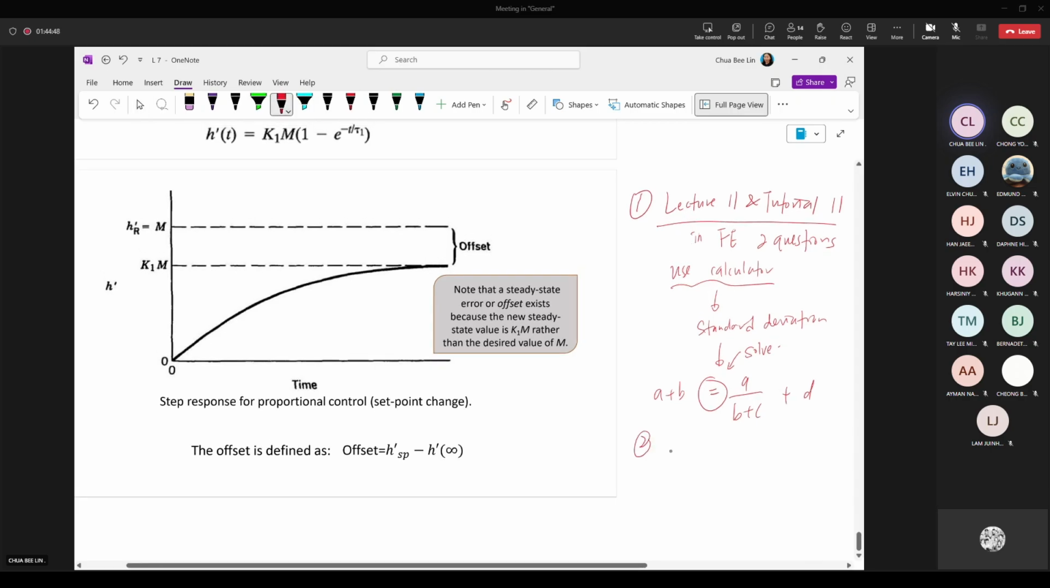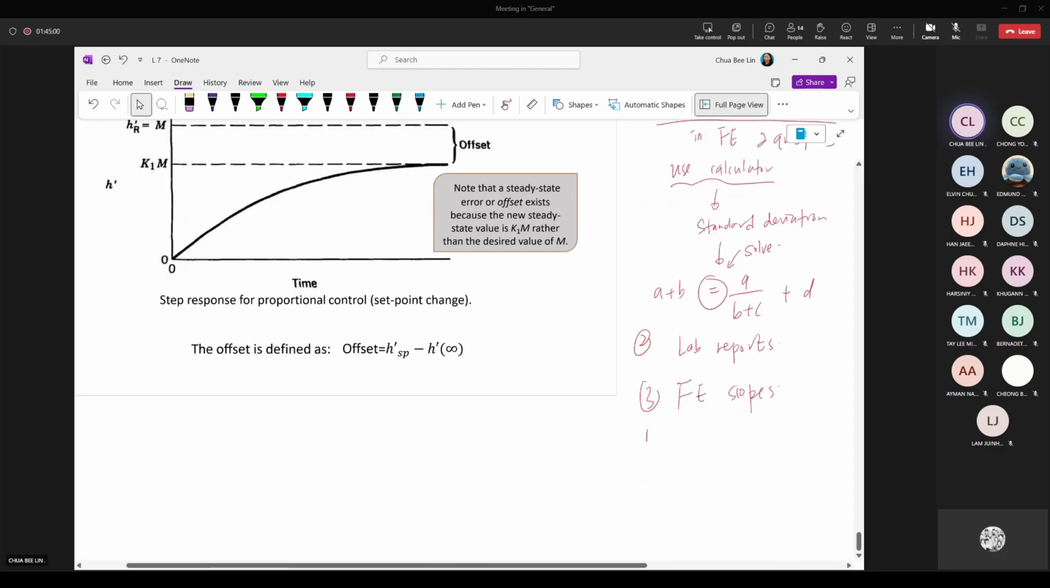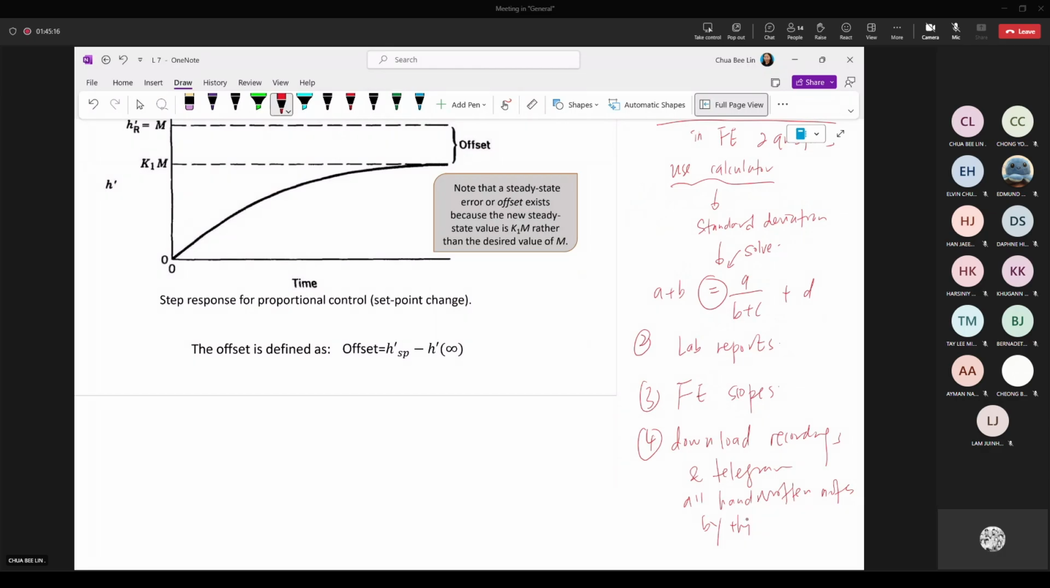Second, the lab reports. Okay, third, the final exam scopes. Fourth, download recordings and Telegram or handwritten notes by this weekend. I think the recording has to be earlier, by this Friday.